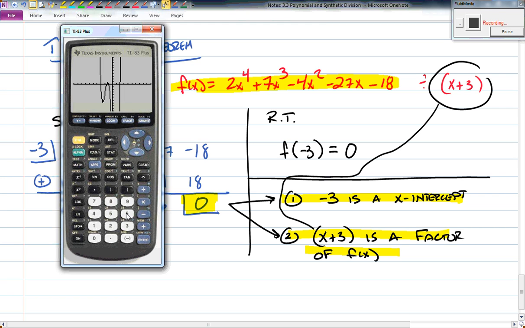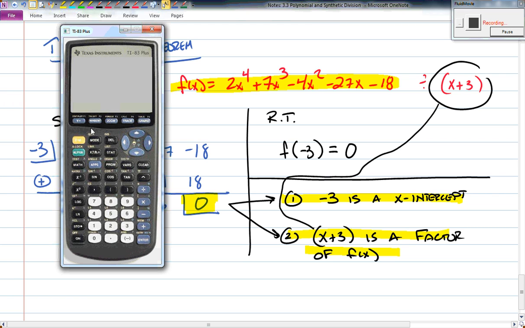Now, how many zeros can this function have? Up to 4. Count that. How many do you see? I see 4: 1, 2, 3, 4. How many turning points can it have? At most 3. 1, 2, and there's probably one way down here. We just had like 3 weeks of math come into one problem here. That's pretty darn cool.